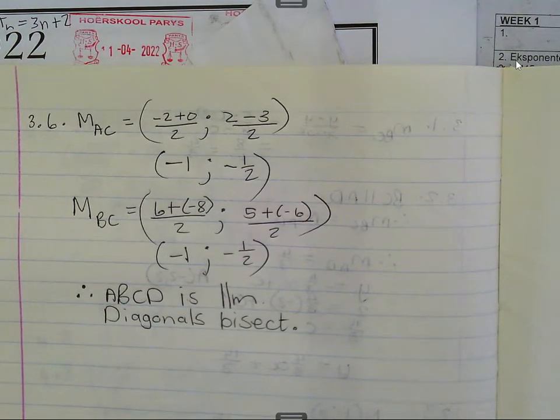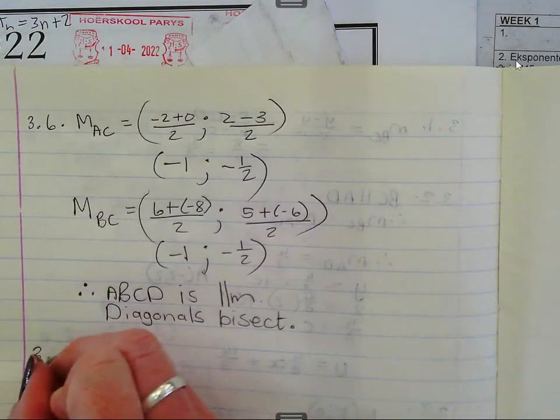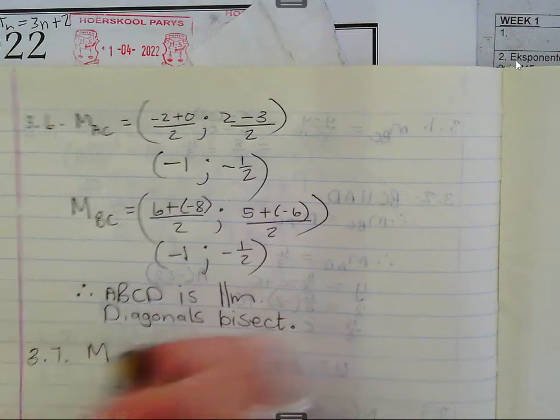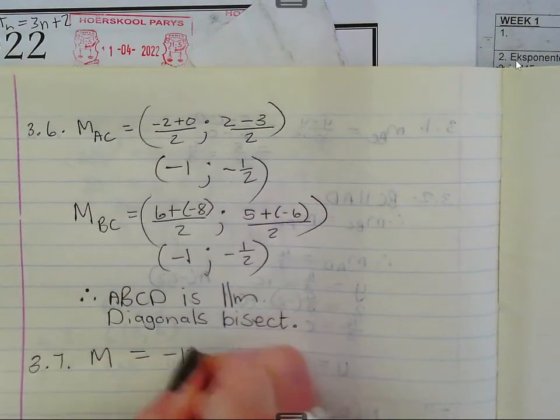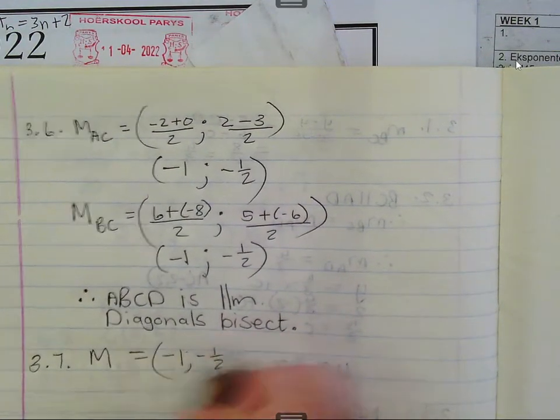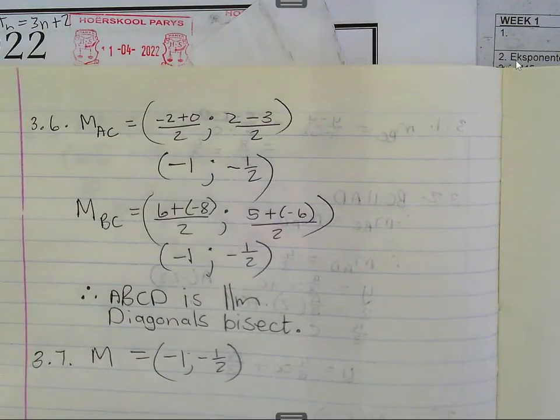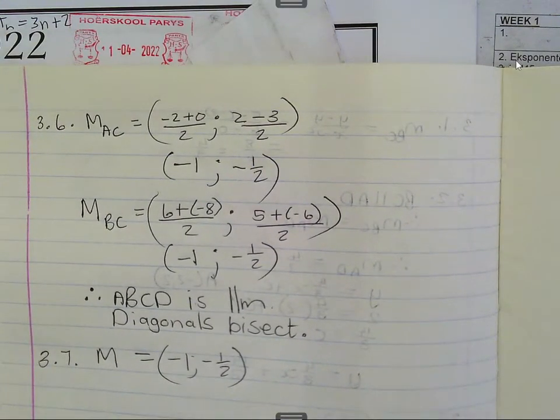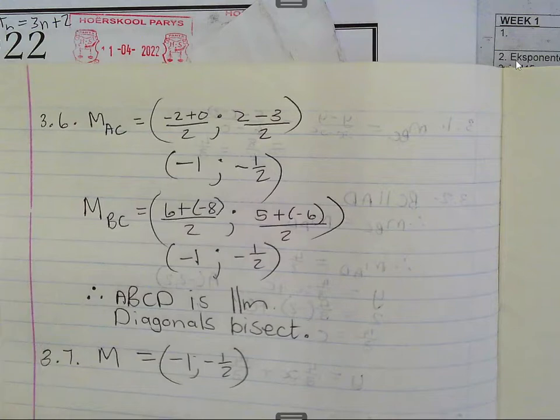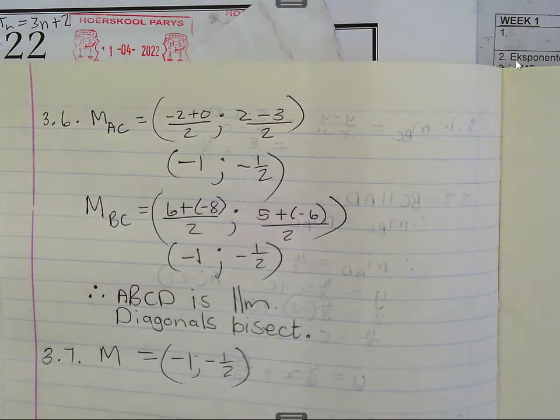And now because you chose to do this one at 3.6, at 3.7 you can just say M is equal to negative 1 and negative a half. Are you guys getting the hang of it? Are you sure?